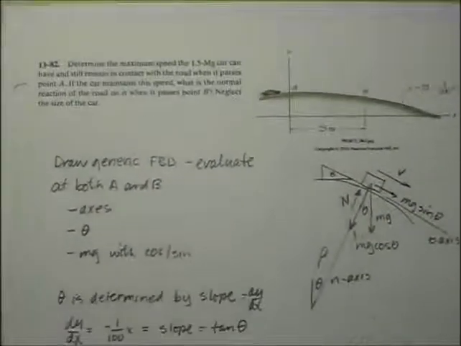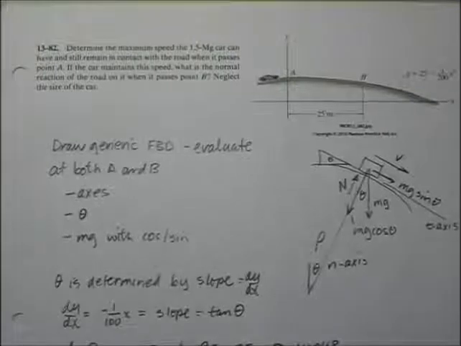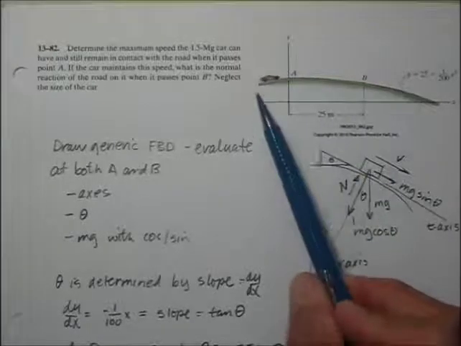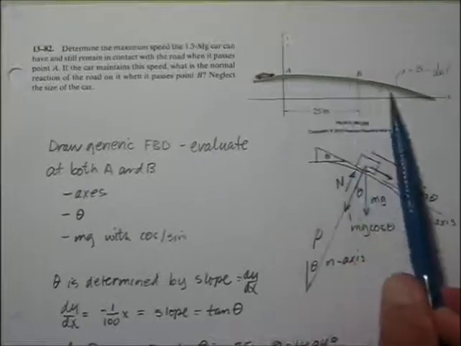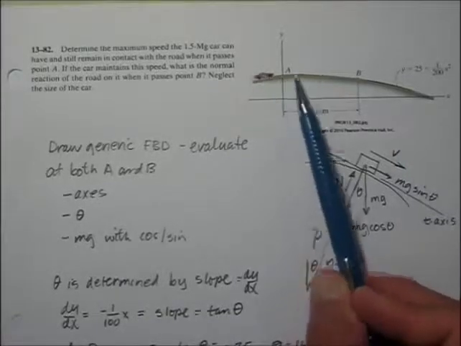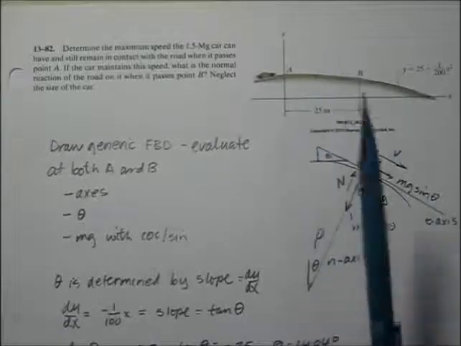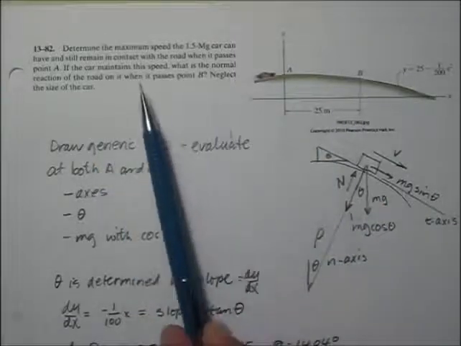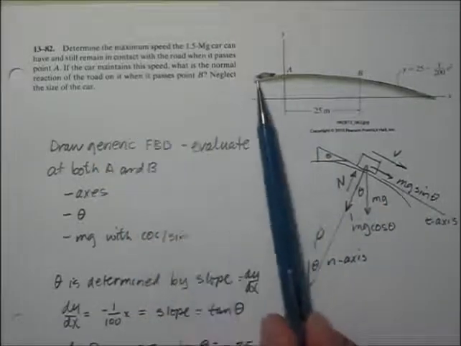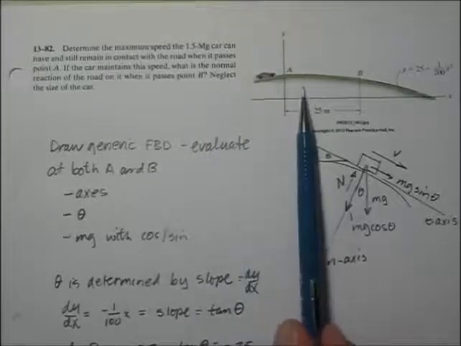The problem's kind of long, so I'm just going to talk you through my solution, and I hope you can follow along here. Here we have a car that's going over the crest of a hill, and if anybody's ever done this in their own car, if you go too fast you get airborne here, and we don't want to become airborne. This problem asks: what's the maximum speed that he can go over this hill without becoming airborne, or without losing contact?